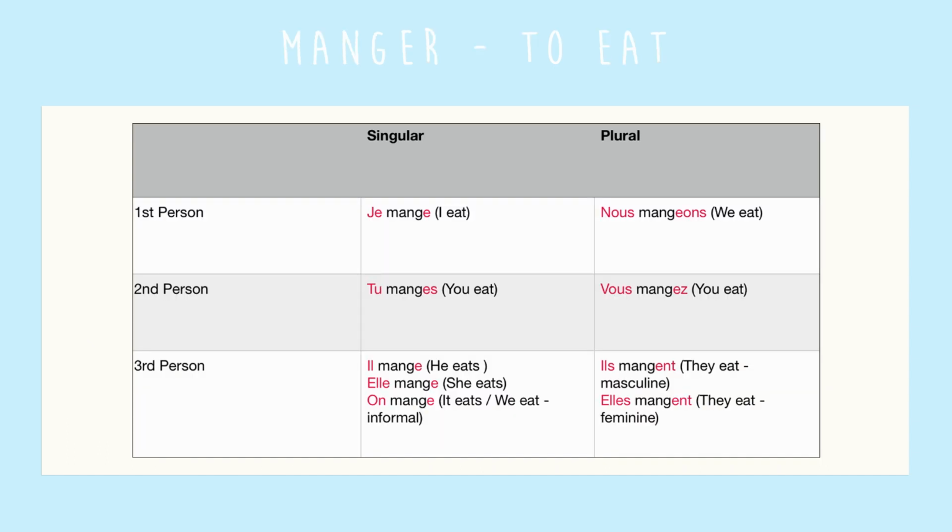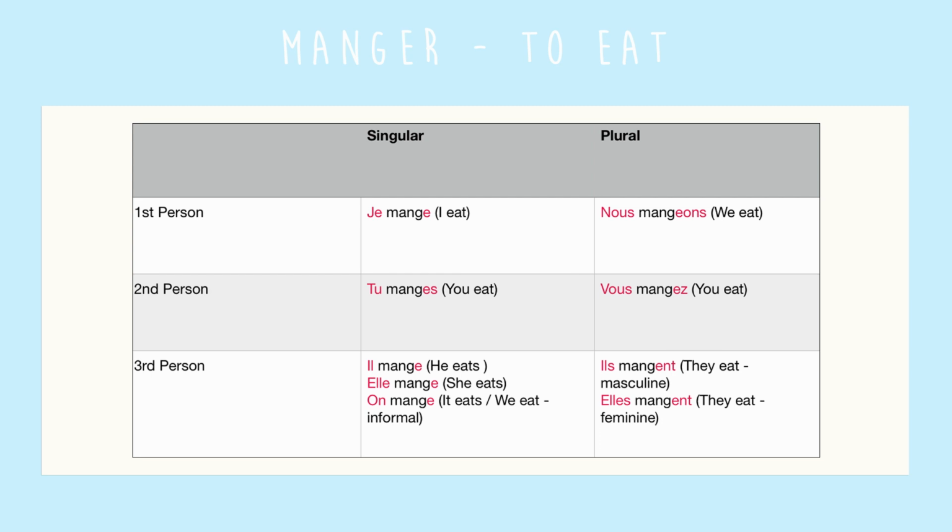Let's now examine how subject pronouns work with a verb in more details. We will use the verb manger, to eat. Je mange, I eat. Tu manges, you eat. Il mange, he eats. Elle mange, she eats. On mange, it eats or we eat. Nous mangeons, we eat. Vous mangez, you eat.